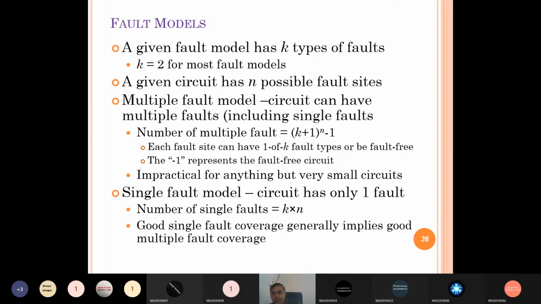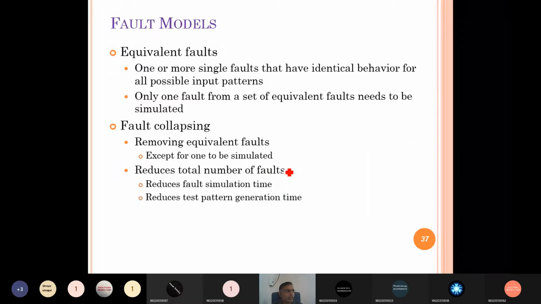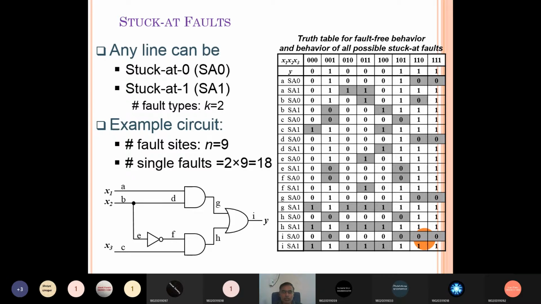So the fault models, we have already gone through: the single stuck-at fault and the multiple stuck-at fault. In a single stuck-at fault, the total number of faults in any logic circuit is k into n, and in a multiple stuck-at fault model, it is different. So we have already gone through this fault model.